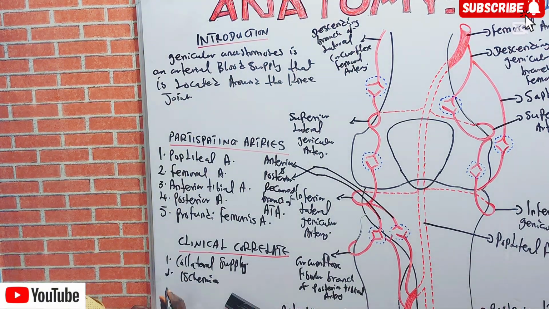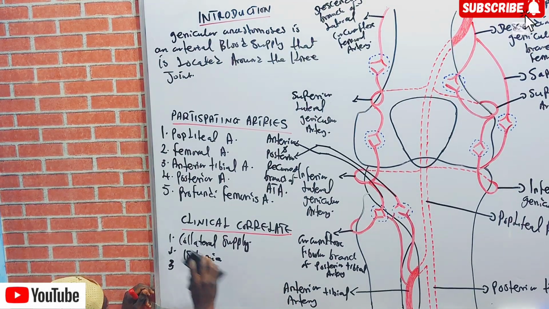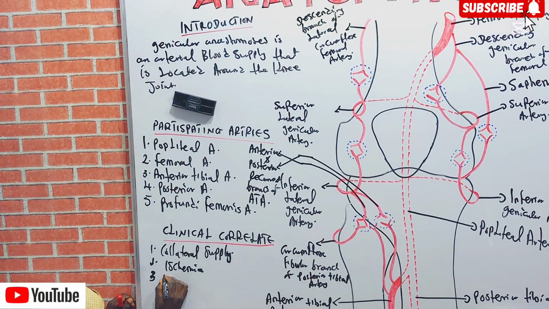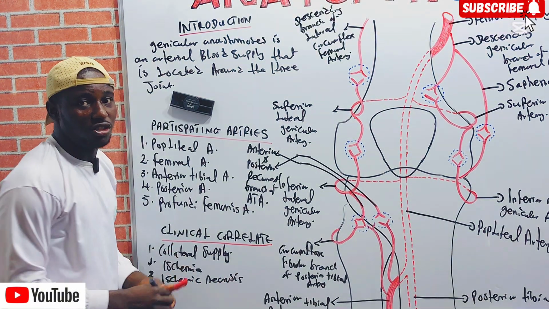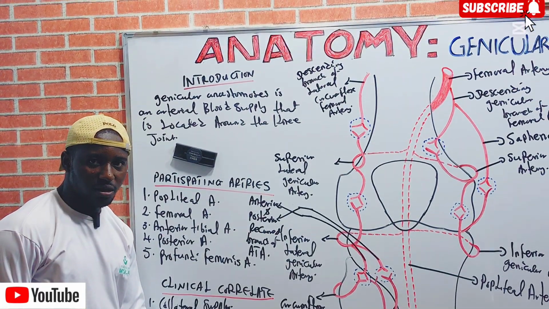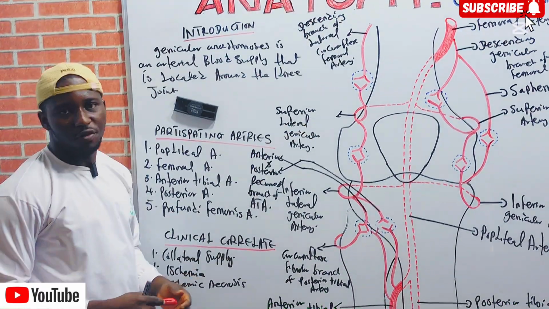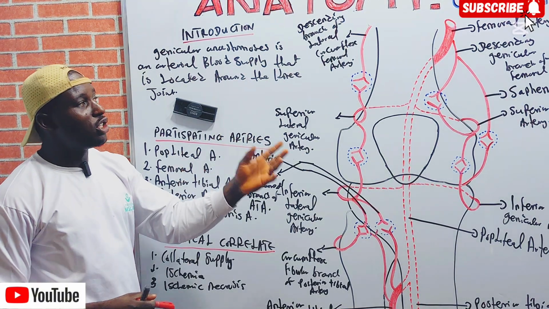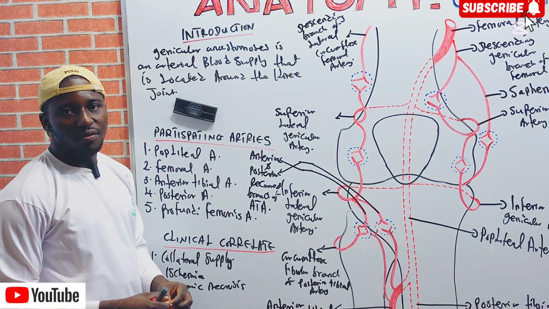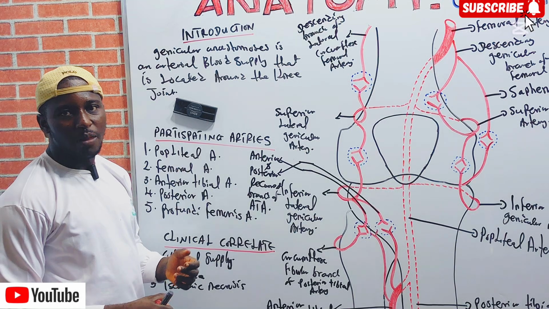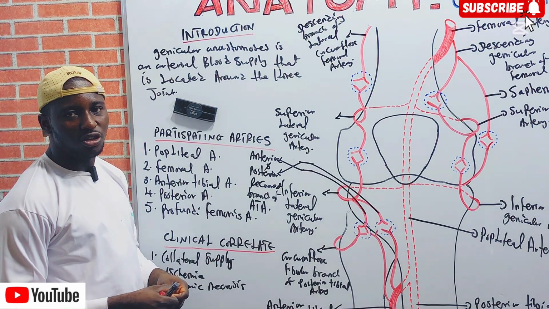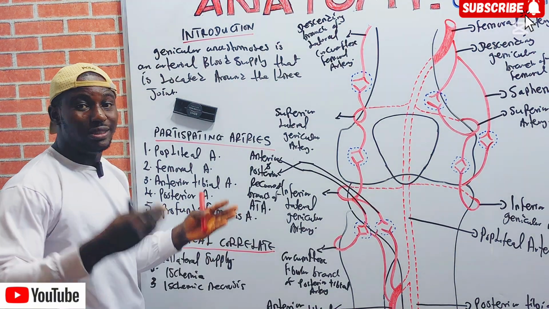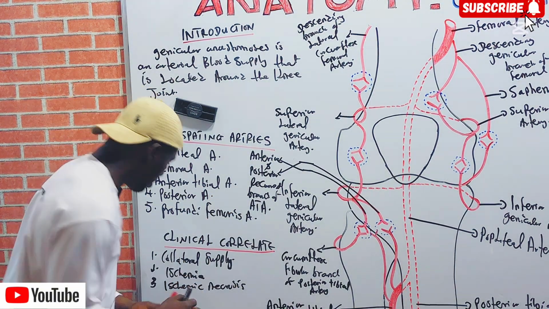Number three is ischemic necrosis. Yes, ischemic necrosis could be implicated when there is blockage of the blood supply or the main arterial stem of the lower limb, which is the femoral artery, thereby providing poor perfusion to the structures of the knee joint and also the leg. You get, which could lead to death of those tissues, which is ischemic necrosis.